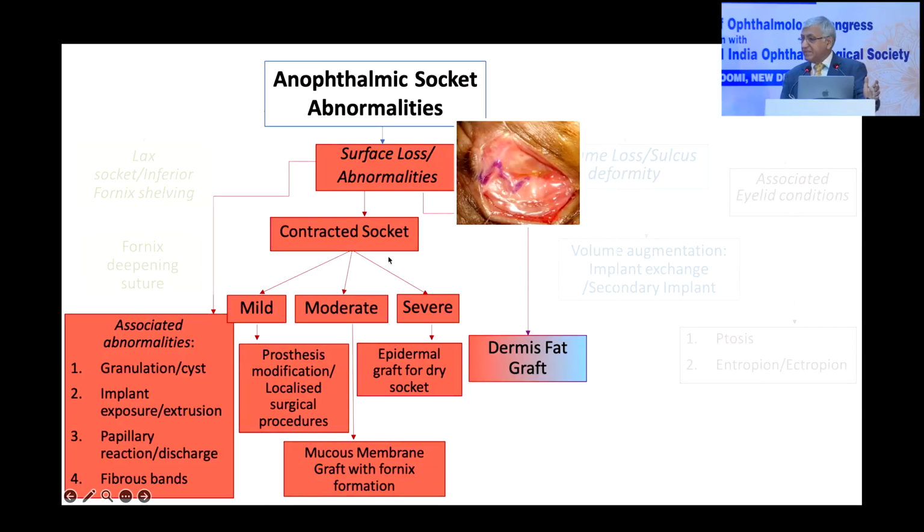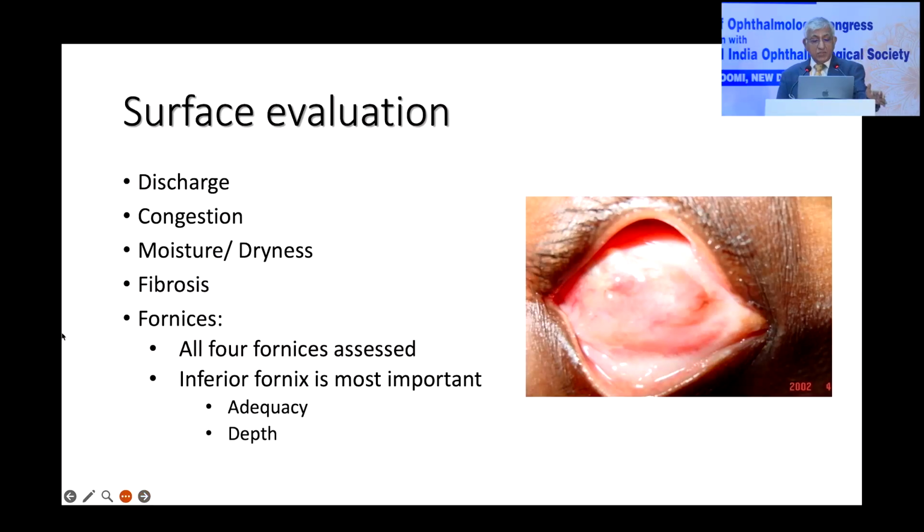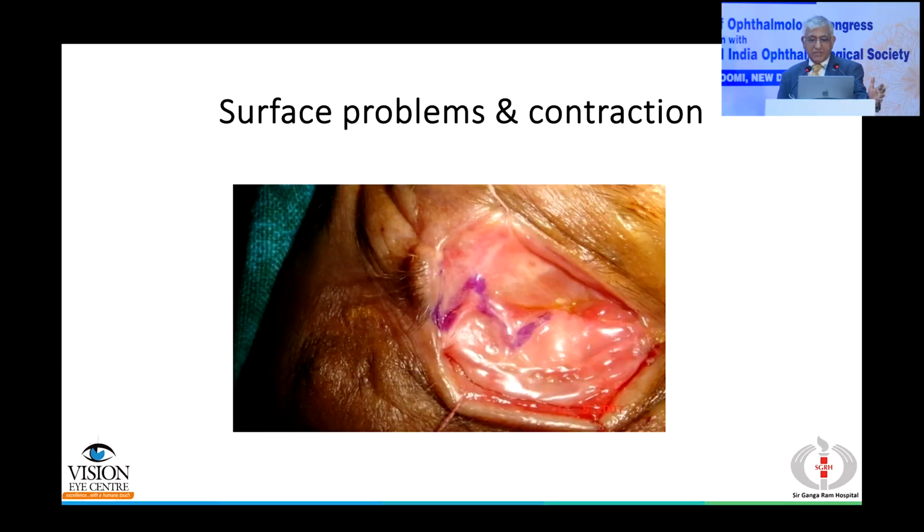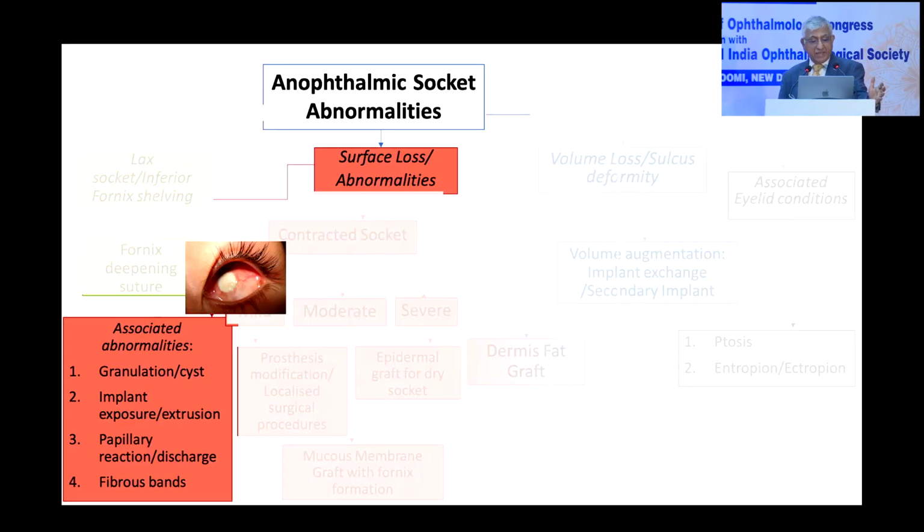Now let's look at the surface anomalies, which is the second group, and contracted socket is one of them, with its various classifications and associated abnormalities such as granulations, implant exposure, papillary reaction, discharge, and fibrous bands. This is all that you need to look at. You need to particularly concentrate on the fornices, and particularly on the inferior fornix.